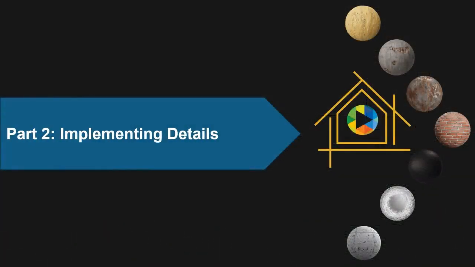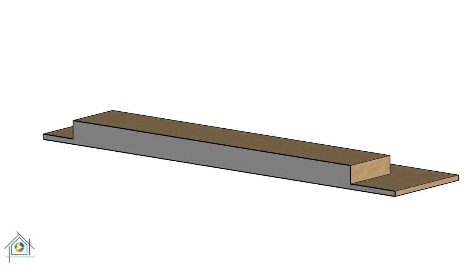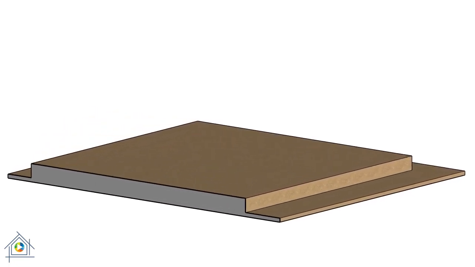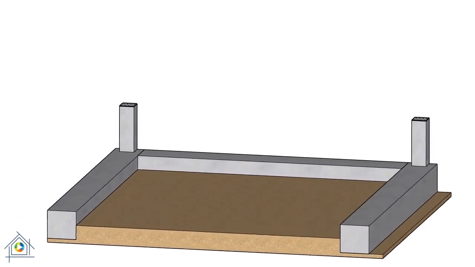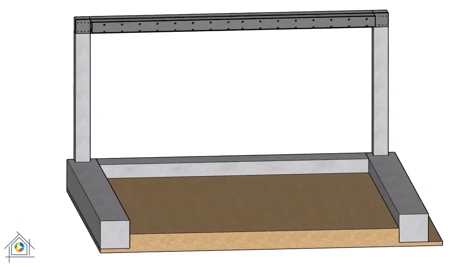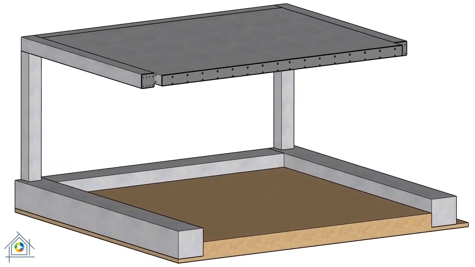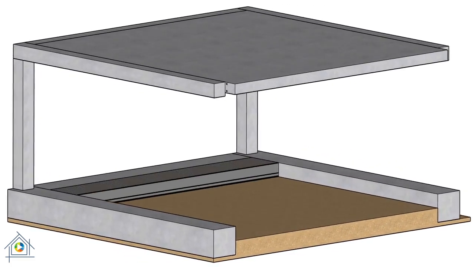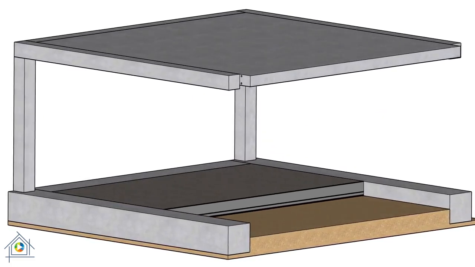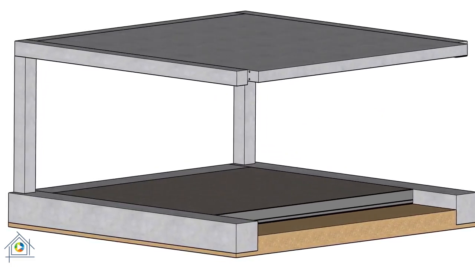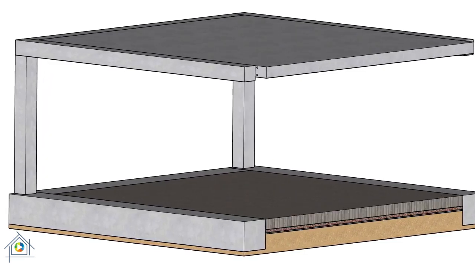Part 2. Implementing details. After the strip foundation, columns, and finally the beams and slab are implemented, the building skeleton is completed. Flooring and ground details can include compacted soil, lime sand mixture, compacted gravel, low cement concrete, and concrete slab with a minimum thickness of 10 centimeters.